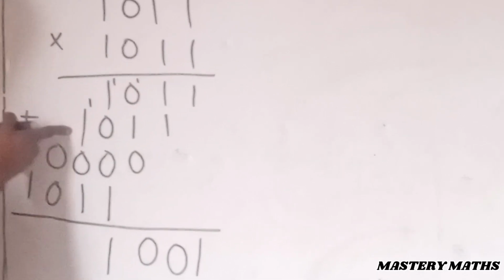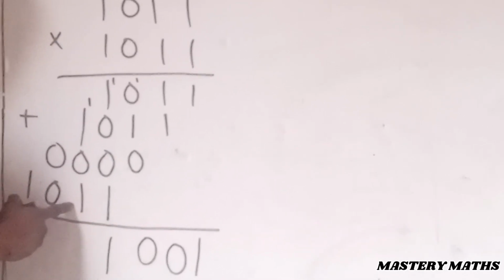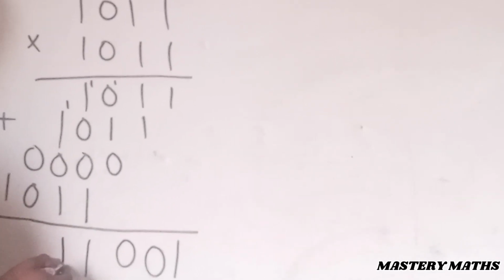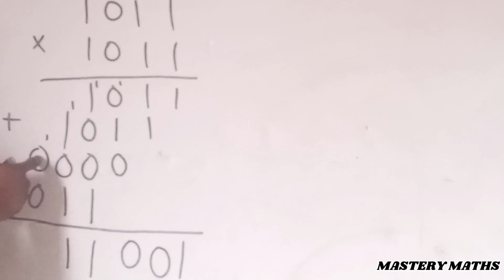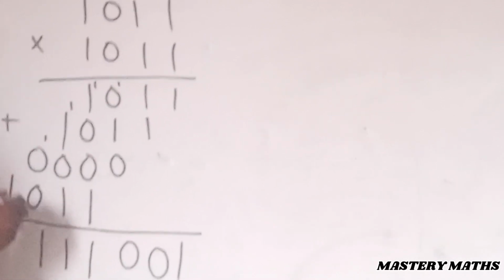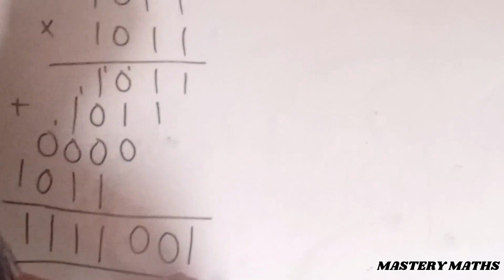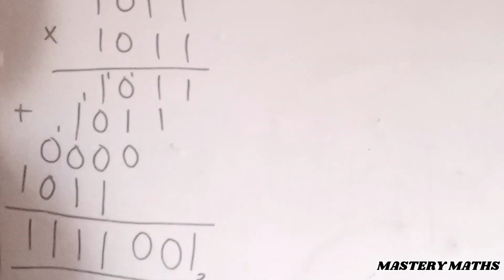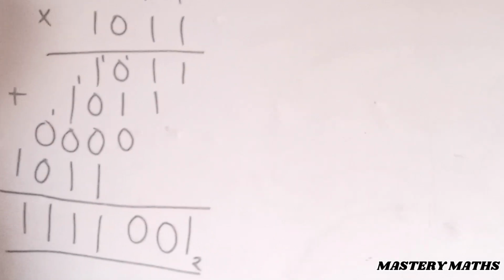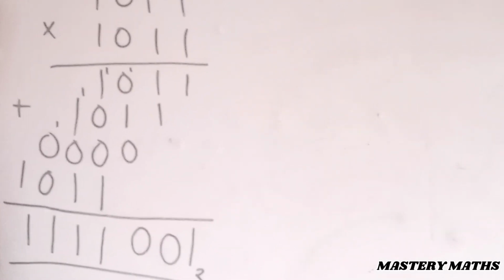1 plus 1 is 10. Plus 0, 10. Plus 1, 11 again. You write down 1, carry 1. 1 plus 0 will give us 1. Then this one, you bring it together. So we've gotten the answer in base 2 for the first value.